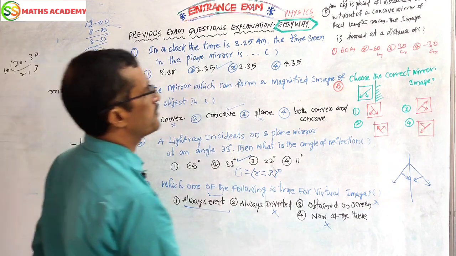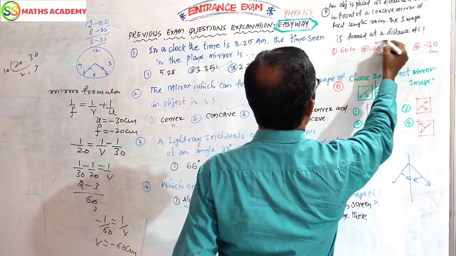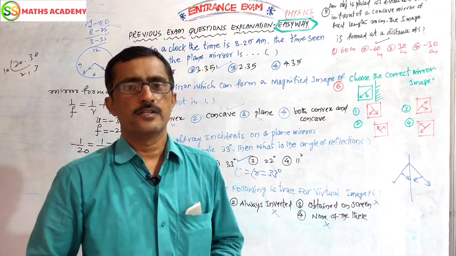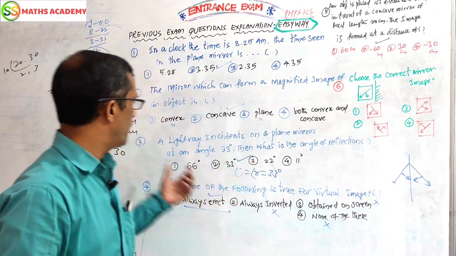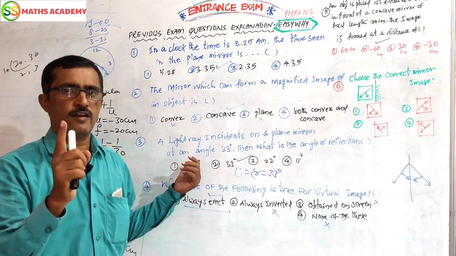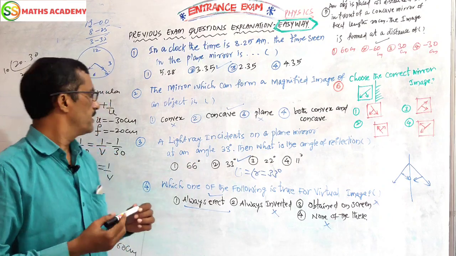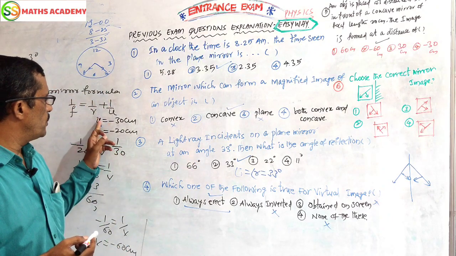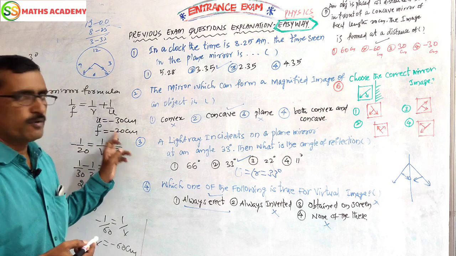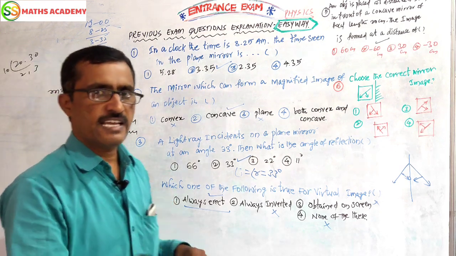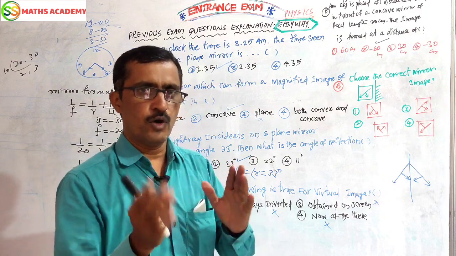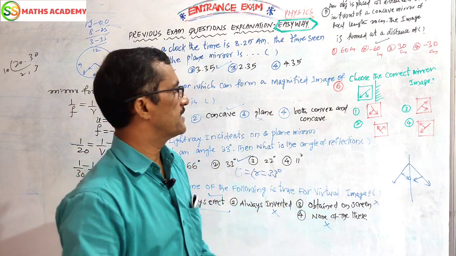So which is the correct option, children? Minus 60 centimeter is the correct option. So when the questions are given based on the mirror formula, you compulsorily have to follow the sign convention. According to sign convention, u equal to minus 30, f equal to minus 20. Next class I will explain sign convention. It is useful for both mirrors and lenses.